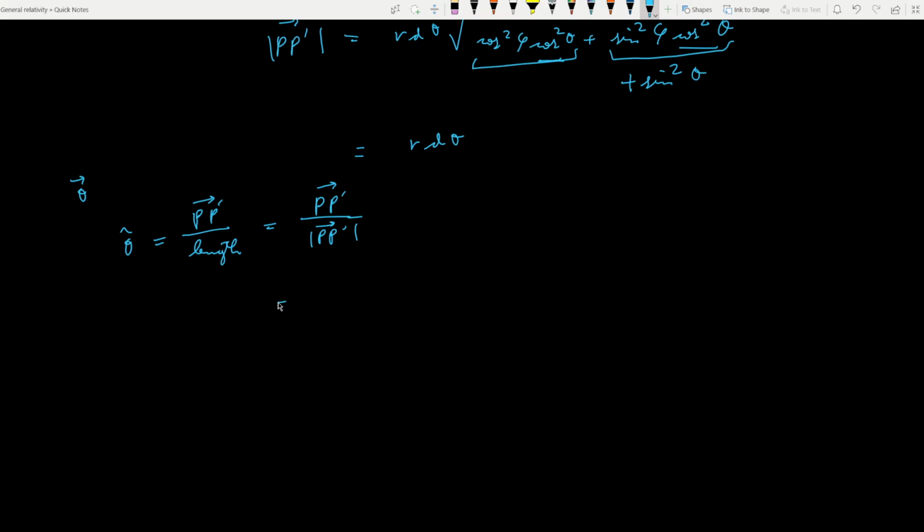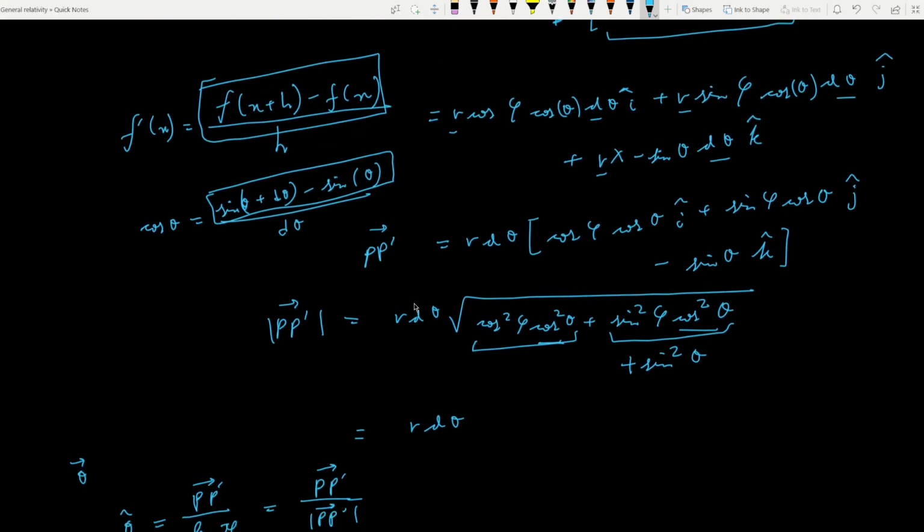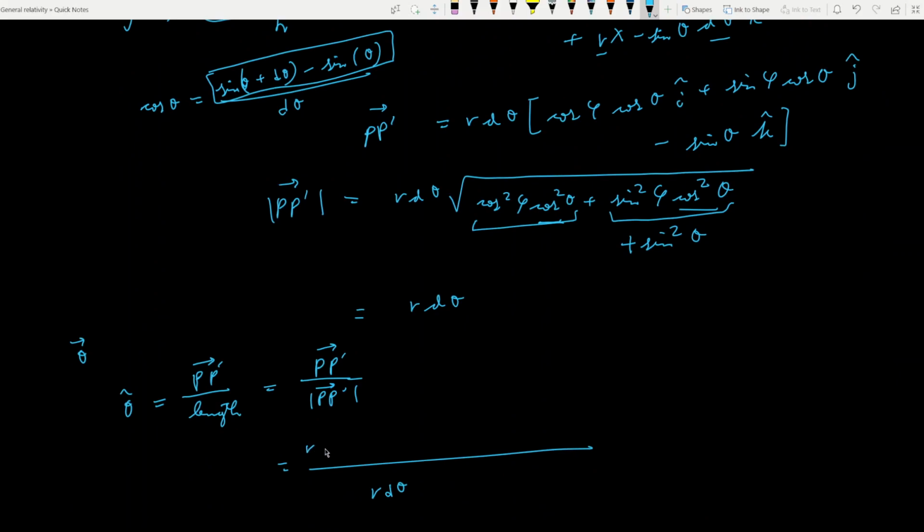Right, so let's find that. The modulus of PP' is just r dθ, and PP' is just r dθ, and in the brackets we have cos θ cos φ î plus sin φ cos θ ĵ minus sin θ in the k̂ direction.